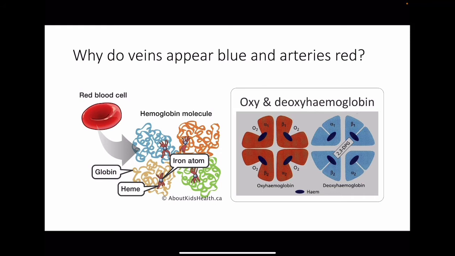So when hemoglobin binds to this oxygen molecule, it actually undergoes a conformational change. If you remember this from our study of enzymes, this is a change in the shape of the molecule. So this conformational change happens when it binds to an oxygen molecule, which then changes the color. It changes the shape and it changes the color.